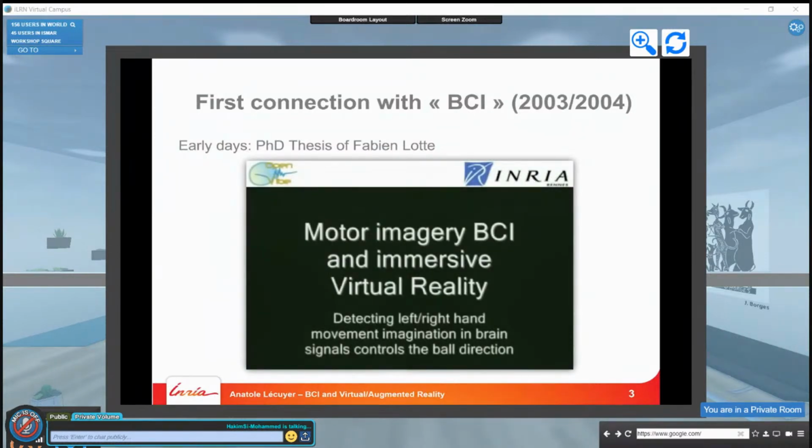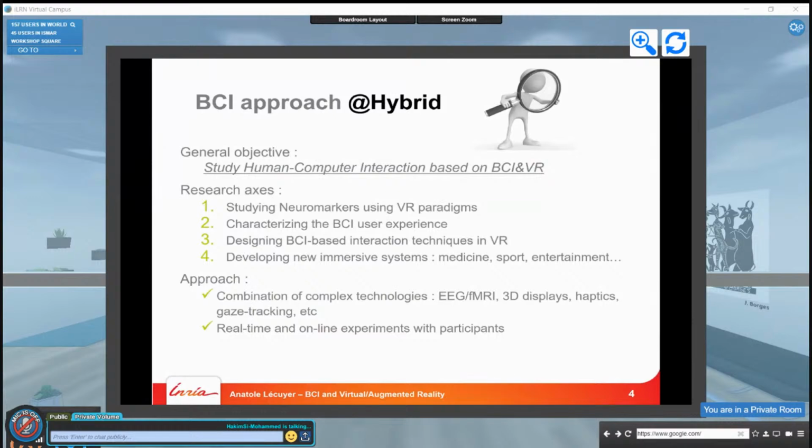So the BCI activity in our team is now focusing on a general objective, which is the study of human-computer interaction based on these two technologies, BCI and virtual reality. It corresponds to 4 different research topics that we can discuss later on.